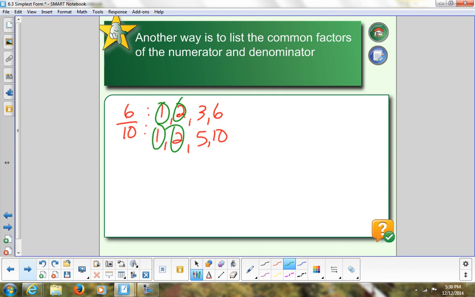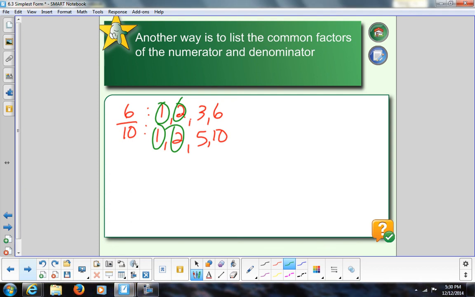All right, since I have the common factors, I always need to go with greater than 1, because 1 is always going to be a common factor, and that's not going to change my fraction at all. So I'm going to go with 2, because I can divide by 2. 6 divided by 2 is 3. 10 divided by 2 is 5. And I can't go any further than 3 and 5, because they're both prime numbers that can't be divided by anything but 1 and themselves.